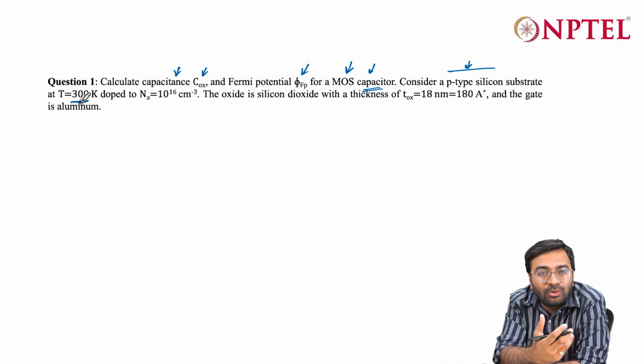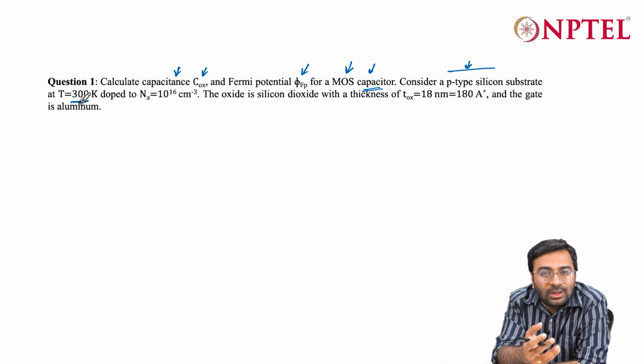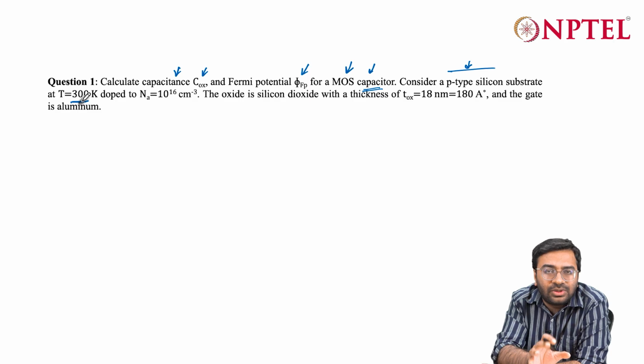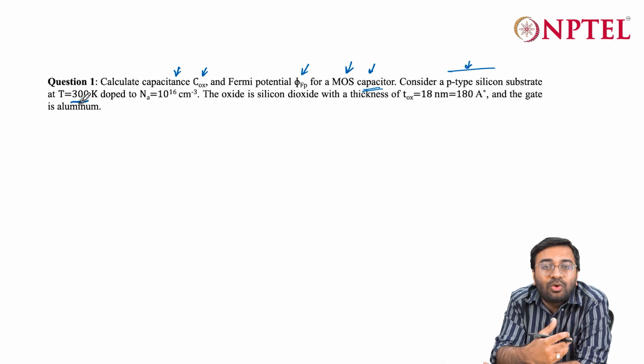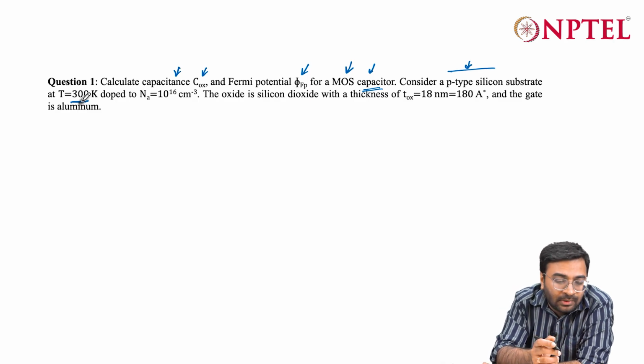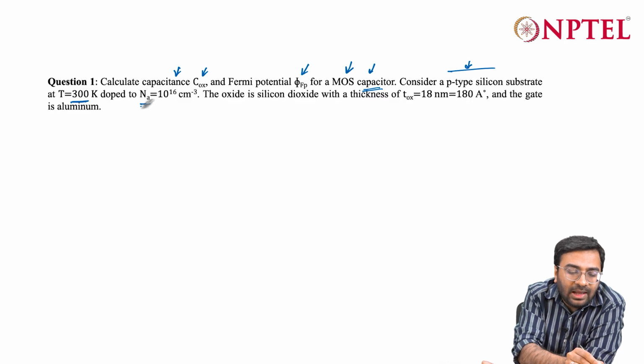Now, when T equal to 300 Kelvin, we often ignore that part because all the calculations that we do in semiconductor physics, as of now, what we have seen in different values, are usually at 300 Kelvin. But what if it is 400 Kelvin? Probably the problem will become a little more complex because you need to then calculate everything again. Then it is doped with Na 10 to the power 16 per centimeter cube.